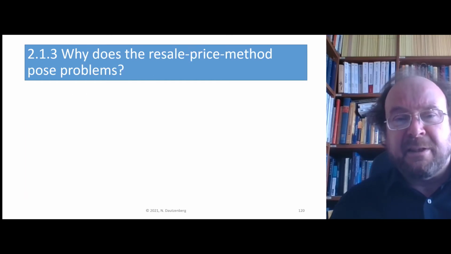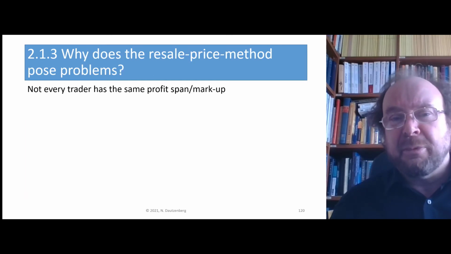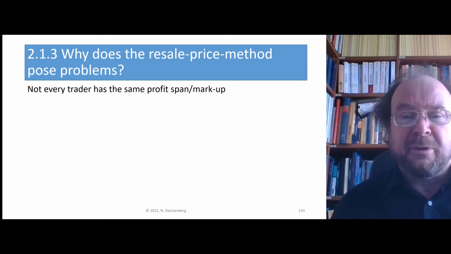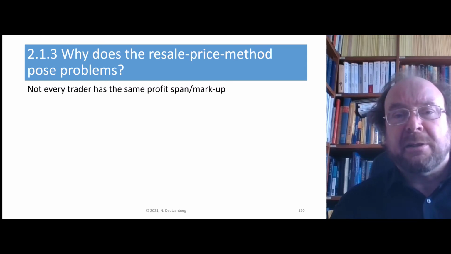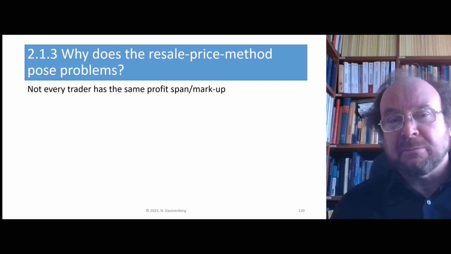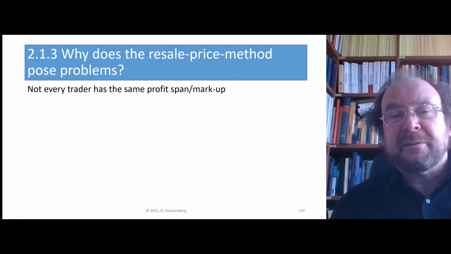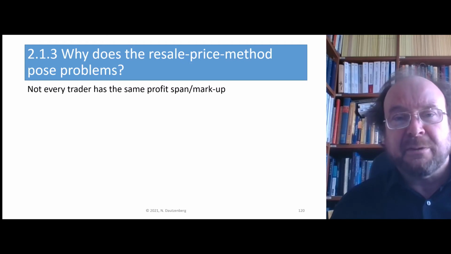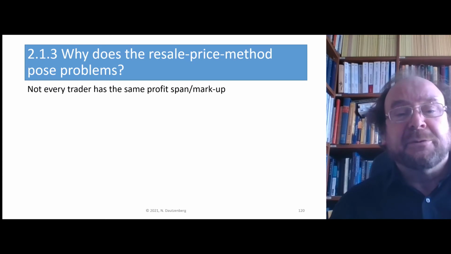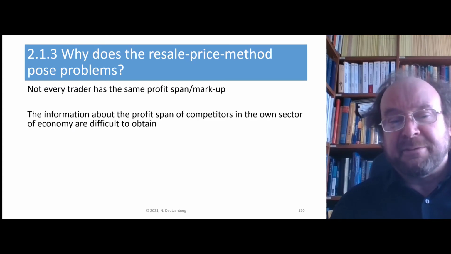It's a nice idea, but when you bring it into contact with reality, then you see not every trader has the same markup or profit span. Because some chose to have a smaller markup so as to be able to offer lower prices and to attract customers. So you only get a range of profit spans.